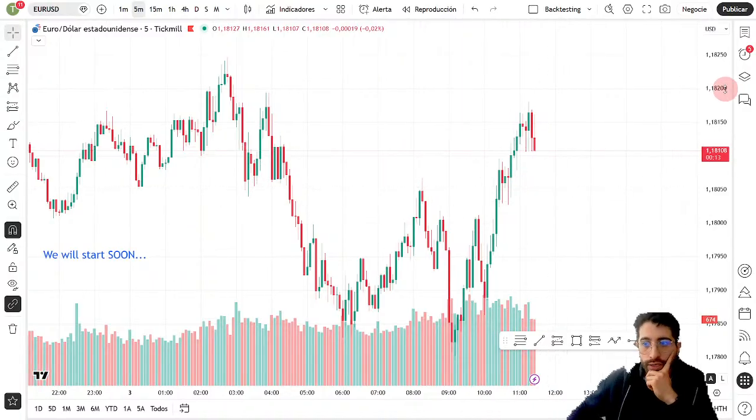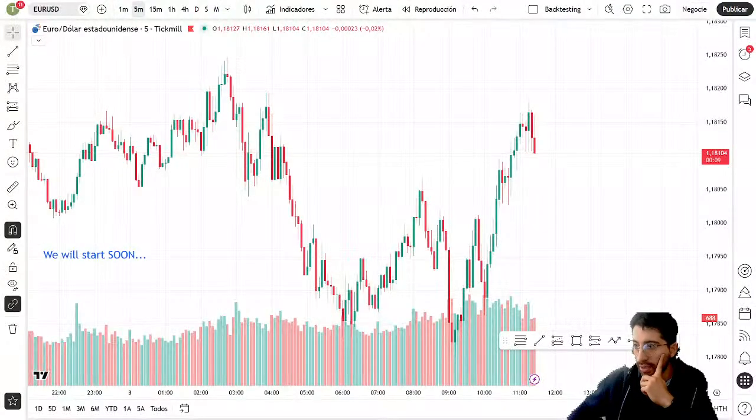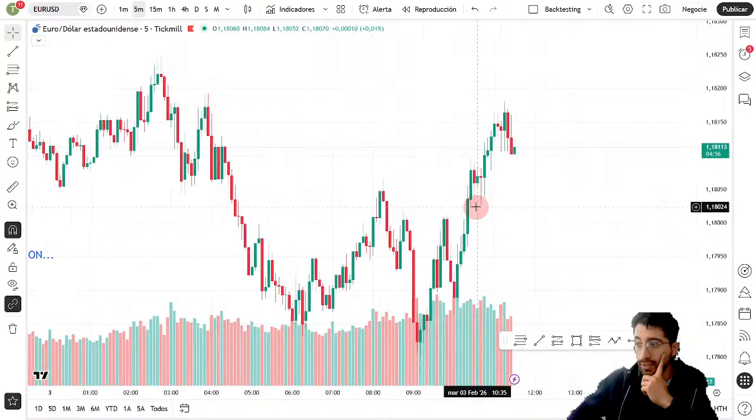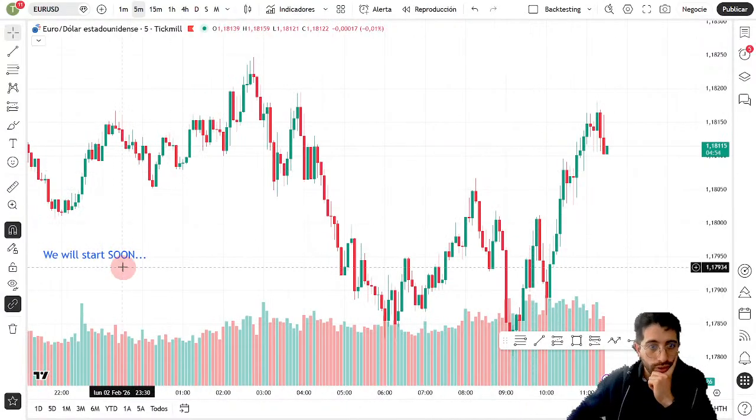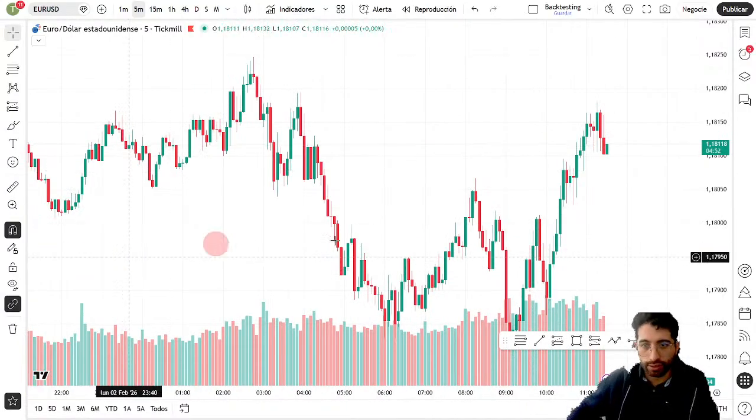In today's video, we're gonna start talking about the smart money concepts, and we're gonna do a backtesting of the smart money concept strategy, but in the EURUSD. First of all, we're gonna start with the easy settings on TradingView in order to use this strategy.